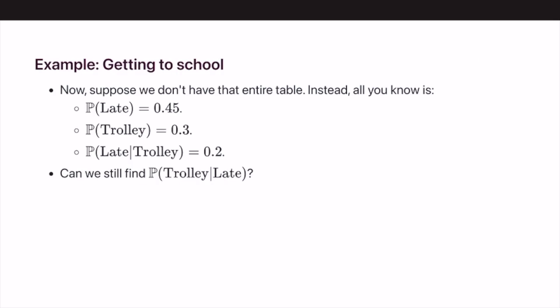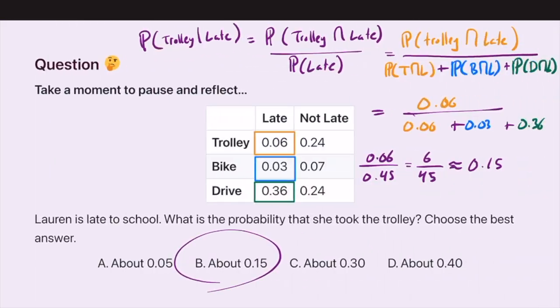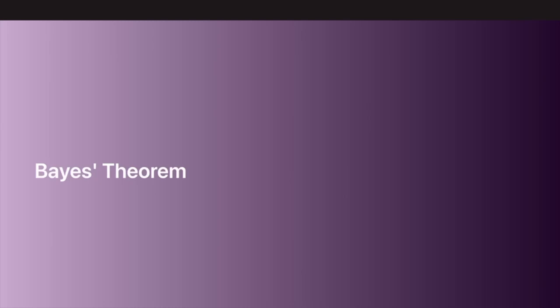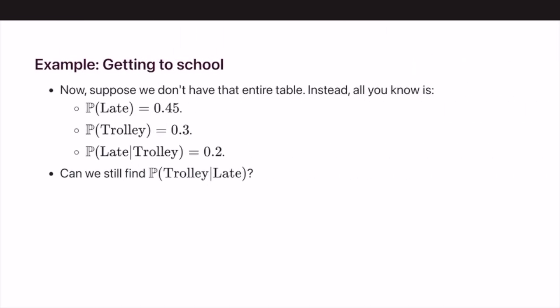So we often don't have those nice tables with all the probabilities in them. We often have incomplete knowledge. We might just have the probability of being late, the probability of taking a trolley, and the probability of being late given that you took the trolley. And we want to know, can we still find the probability of taking the trolley given that you were late?